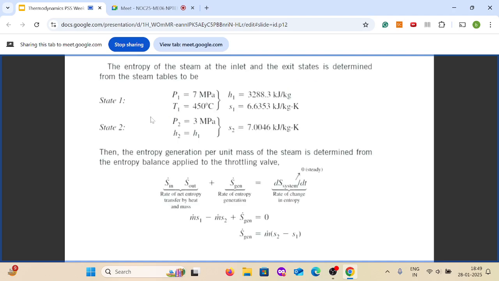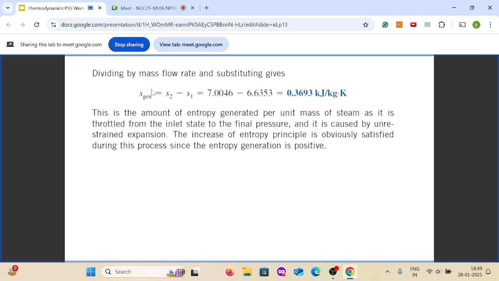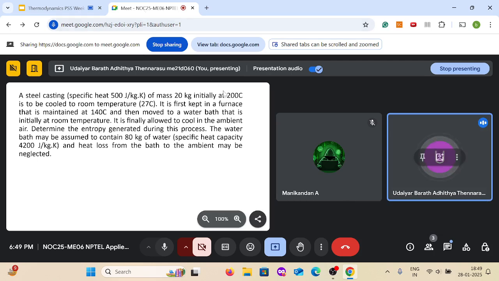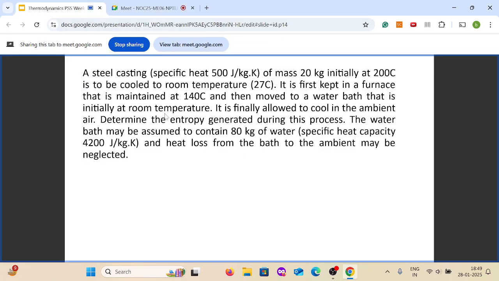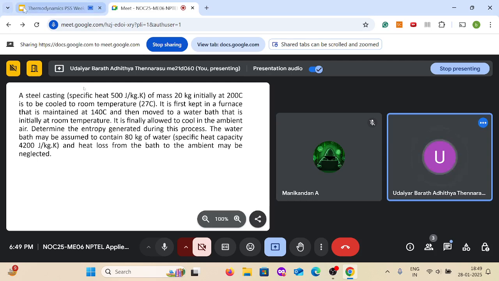So this was a fairly simple problem. Any doubt? If you have any doubt, you can ask anytime. So moving ahead.